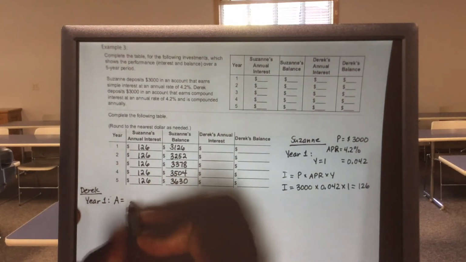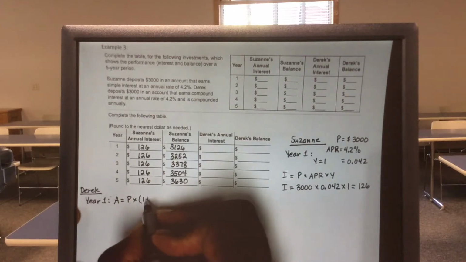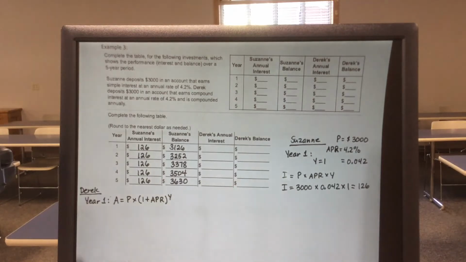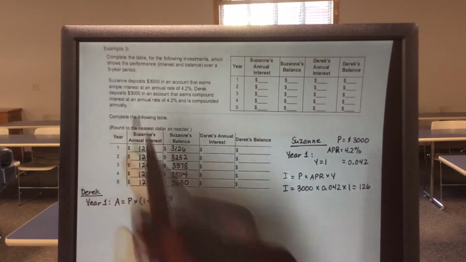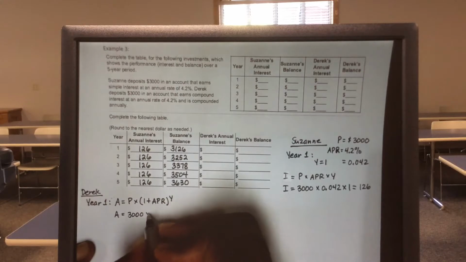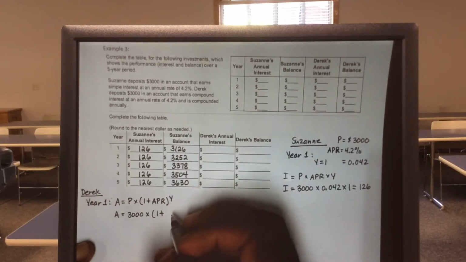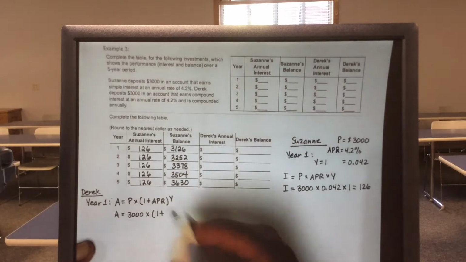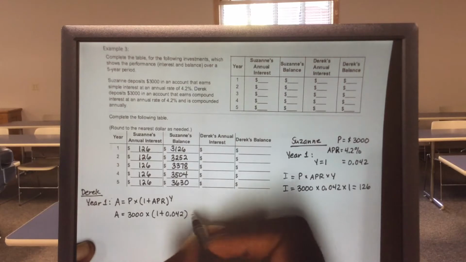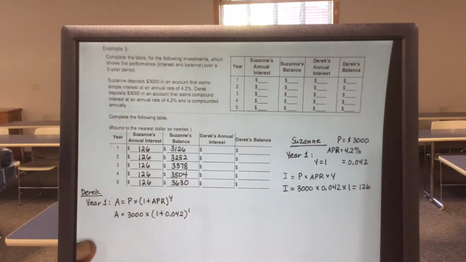So now we got to use this formula. A is equal to P times the quantity 1 plus APR raised to the power of Y. And his principal is $3,000 as well, multiplied by 1 plus, his APR is also 4.2%, but as a decimal, it's going to be 0.042 raised to the power of Y, and in this case, Y is going to be equal to 1.